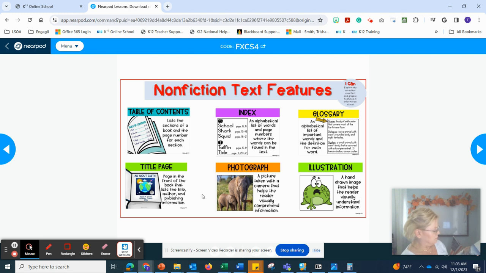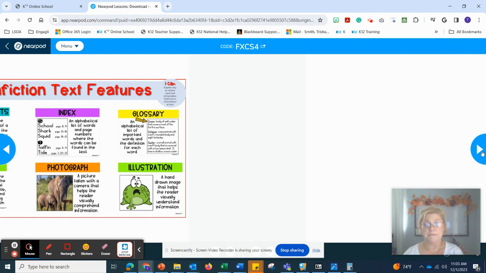just because maybe we don't have any real pictures of something because it was destroyed a long time ago. So we have to go to an illustration. So the next one right here is illustration, a hand-drawn image that helps the reader to visually understand the information.